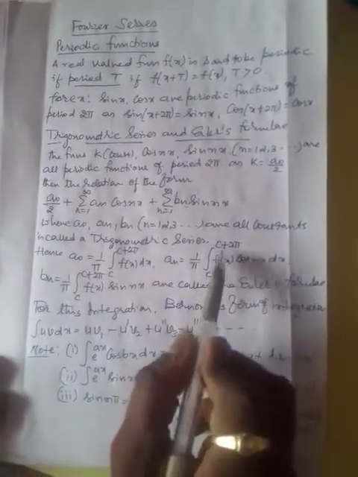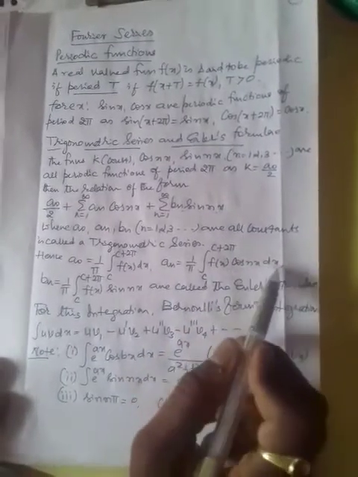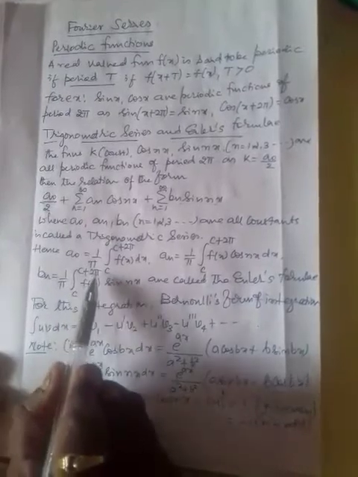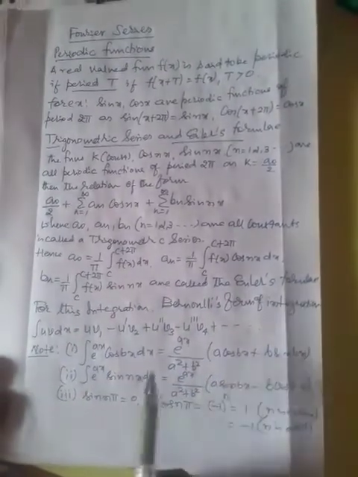How is it possible to get the values of a naught, a n and b n, these constant values? We shall see it now. Hence a naught equals 1 upon pi integration between c to c plus 2 pi f of x dx, a n equals 1 upon pi integration from c to c plus 2 pi f of x cos nx dx, and b n equals 1 upon pi integration between c to c plus 2 pi f of x sin nx dx. These are called Euler's formulae.